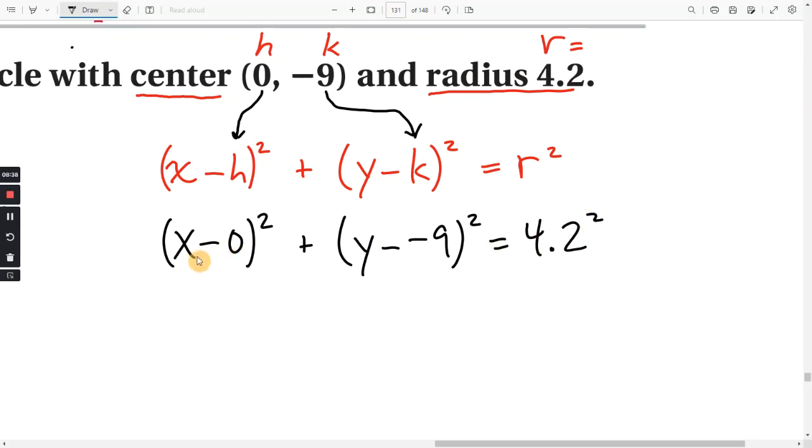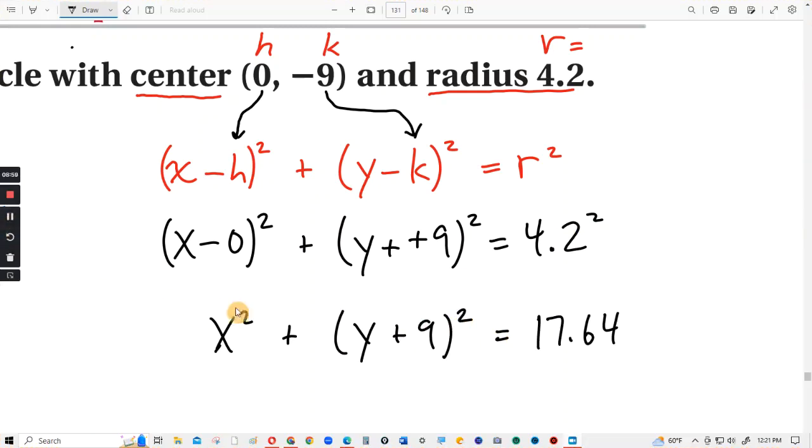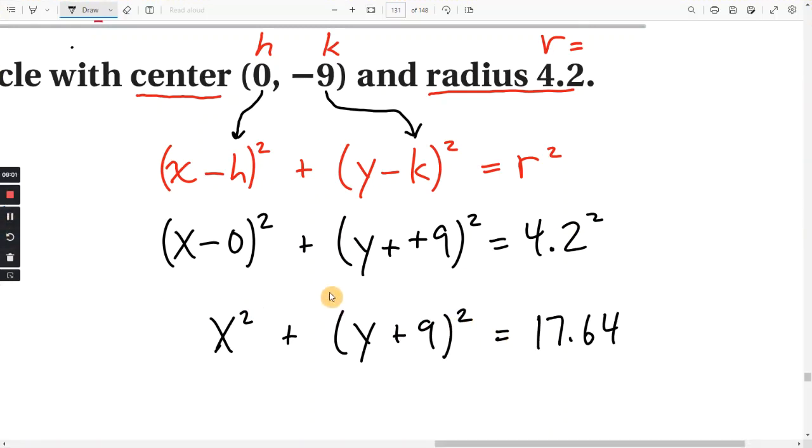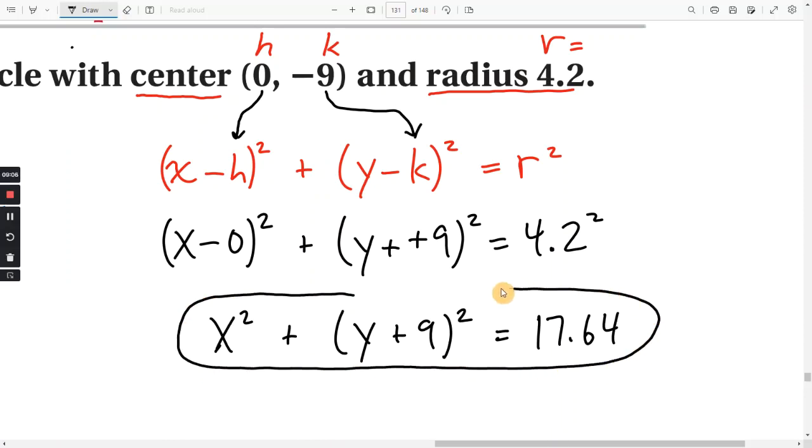Alright, x minus 0 is just x, and that's squared. So we have x squared plus, 2 negatives in a row is positive, so right here we have y plus 9, and that's squared. 4.2 squared on the calculator is 17.64. So this right here is the equation of the circle with this center and this radius.